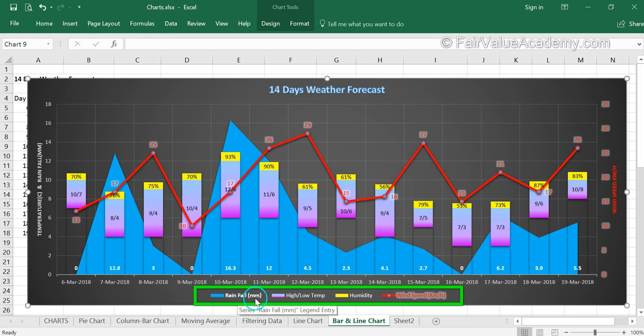One for rainfall in millimeters, 2 data series for high and low temperatures, the fourth one is for humidity in percentage, and the fifth one is for wind speed in kilometers per hour.